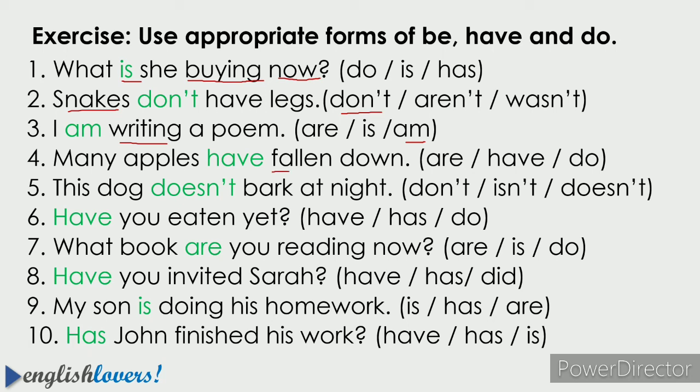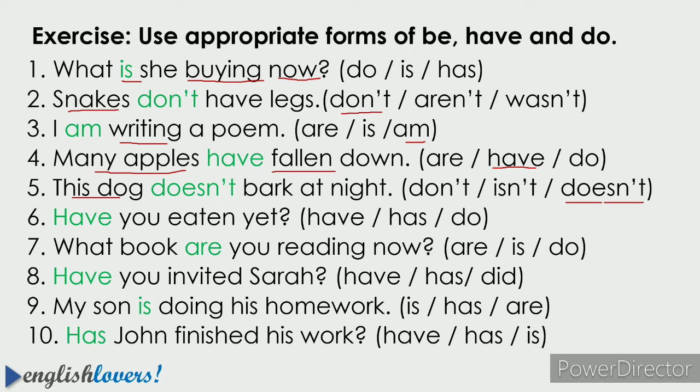Many apples have fallen down. Now here fallen is the past participle of the verb fall, and here the subject is many apples, which is plural. So here the plural form of the verb have, that is have, is there, have fallen, and the tense is present perfect tense. This dog doesn't bark at night. The tense is simple present tense. This dog is the singular subject, so the appropriate form of do is does, in its negative doesn't.